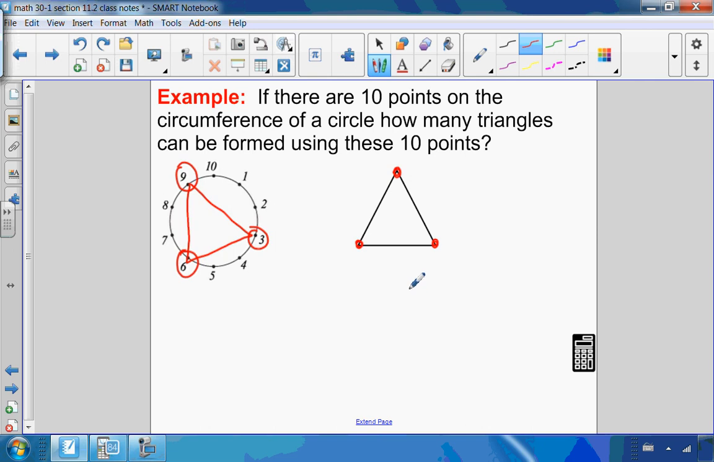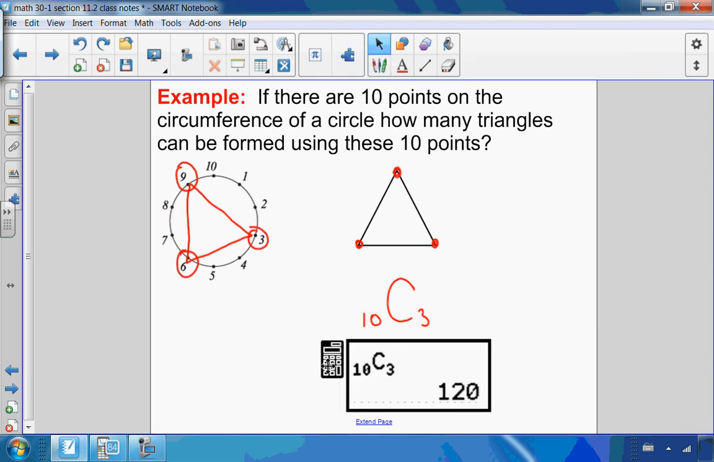So there is in fact a combination question. There are 10 points on the circle and I want to select 3 of them. So I just look at 10C3 on my calculator, 120 ways of doing this.